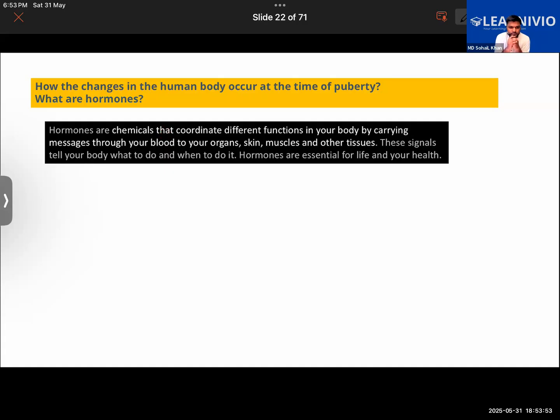Hormones are chemicals that coordinate different functions in your body by carrying messages through your blood to your organs, skin, muscles, and other tissues. These signals tell your body what to do and when to do it. Hormones are essential for life and your health.